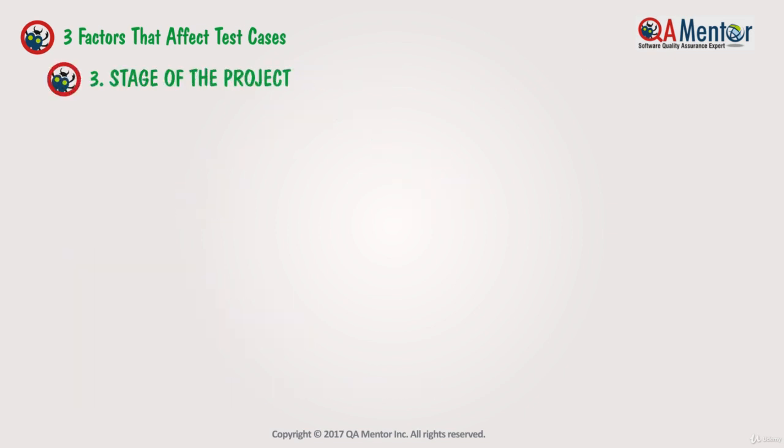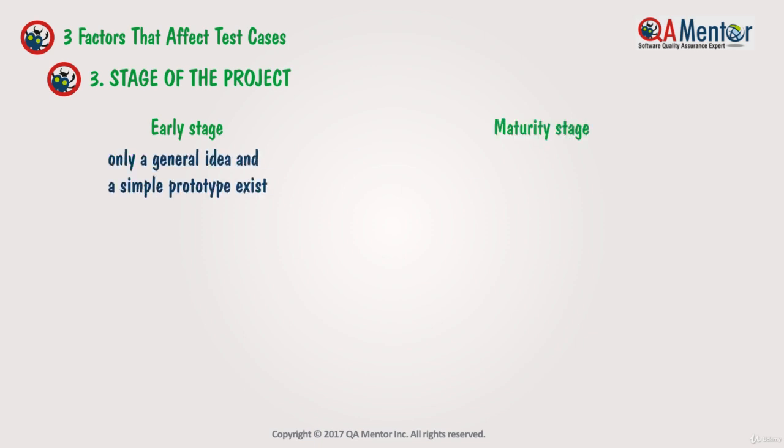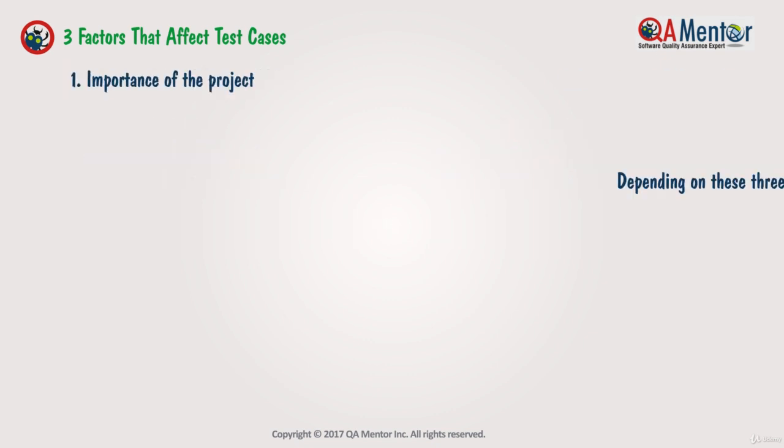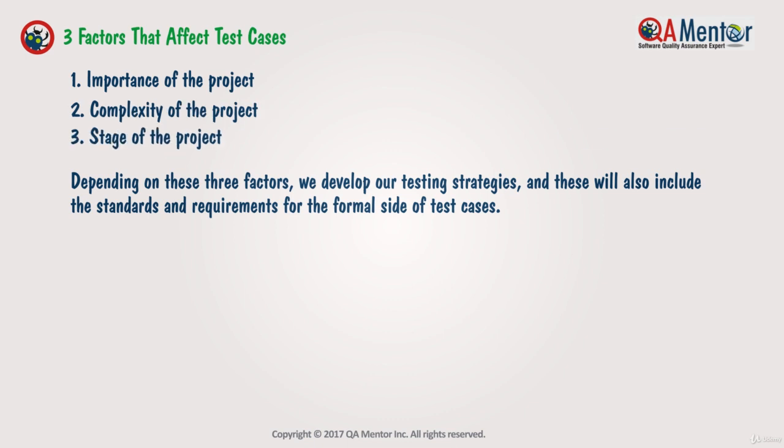3. Stage of the project. A project can be at an early stage when only a general idea and a simple prototype exist, or at its maturity when hundreds of people are employed and millions of users enjoy the product. A product in its early stage usually has low importance and low complexity. Depending on these three factors, we develop our testing strategies, and these will also include the standards and requirements for the formal side of test cases.